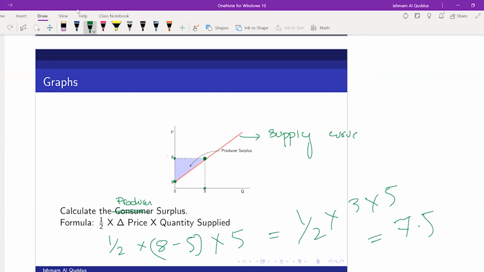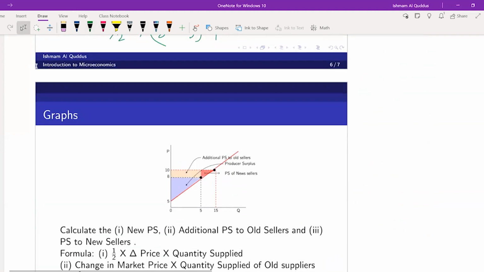So this is your producer surplus, or actually not only yours. Remember, in the market there are many suppliers, not just you. In the market currently, the producer surplus is 7.5. So I don't think it would be wise to say that it is just your surplus. It is the surplus of all the producers, all the suppliers currently in the market.